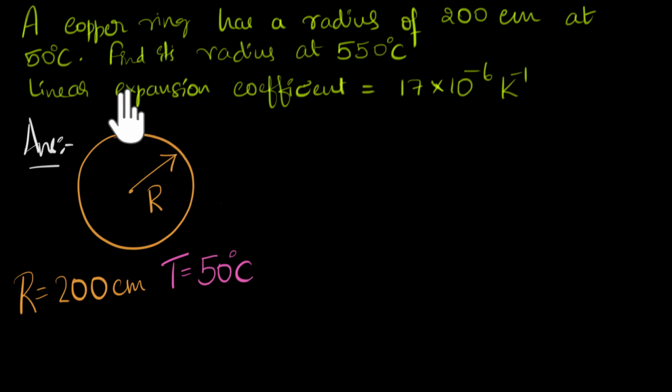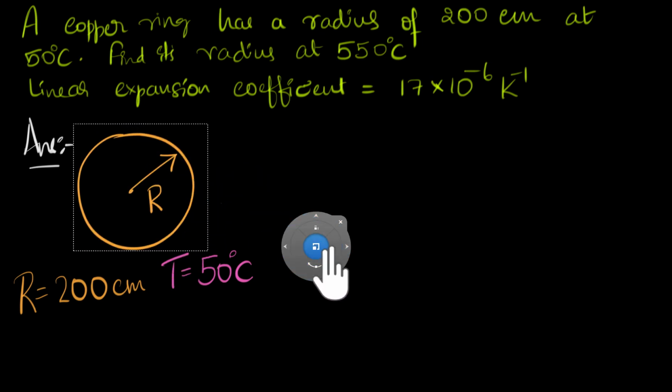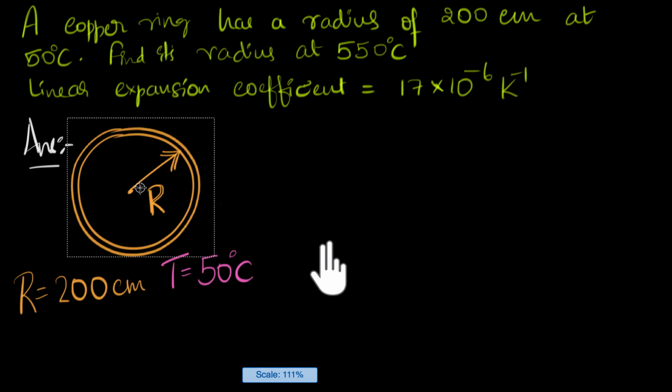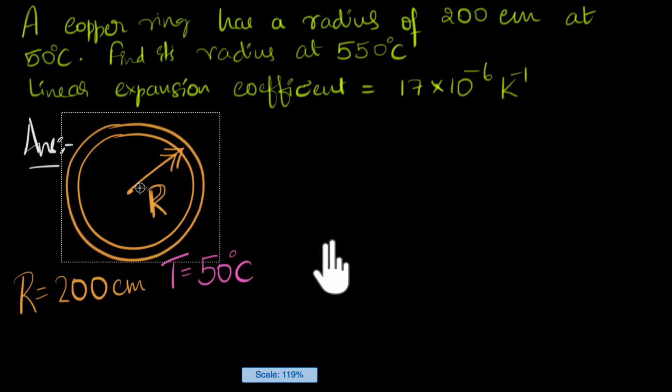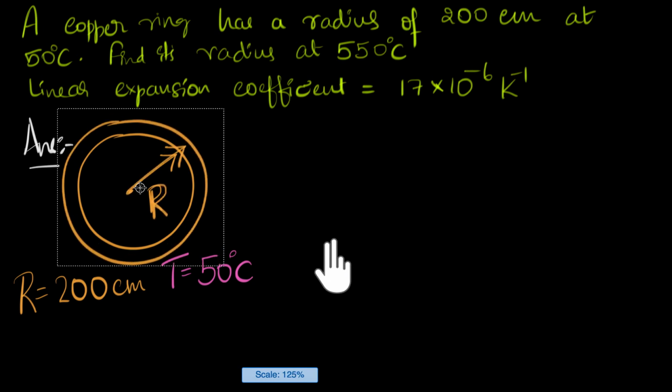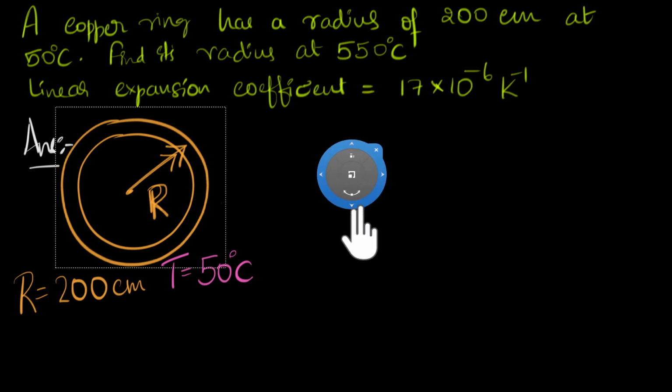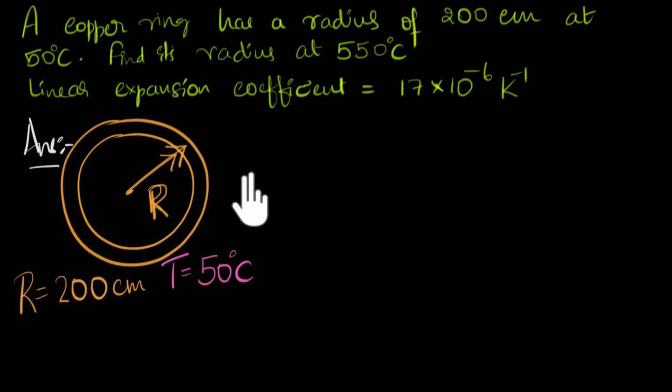So you understand what's going on? We are heating it up and its temperature is increasing. And so what happens? Let's see. If you were to heat this up, then the temperature would increase and it would expand, and you might see something like this. And so notice its radius also starts increasing as it expands. So what we need to do is, when the temperature has reached 550 degrees Celsius, calculate what the new radius is going to be.